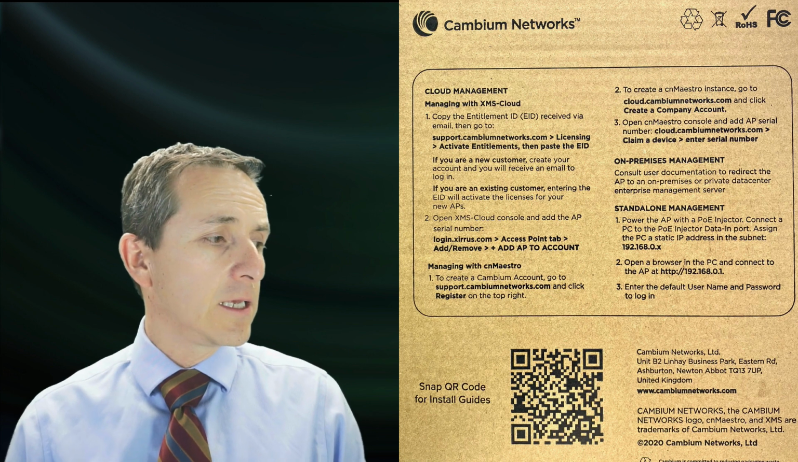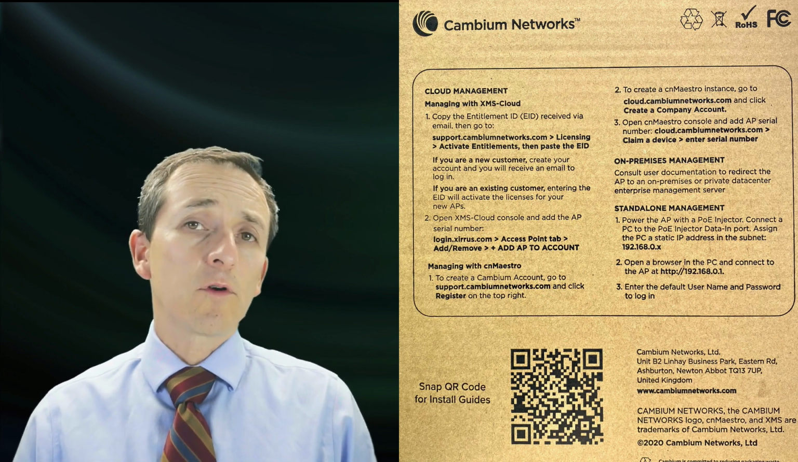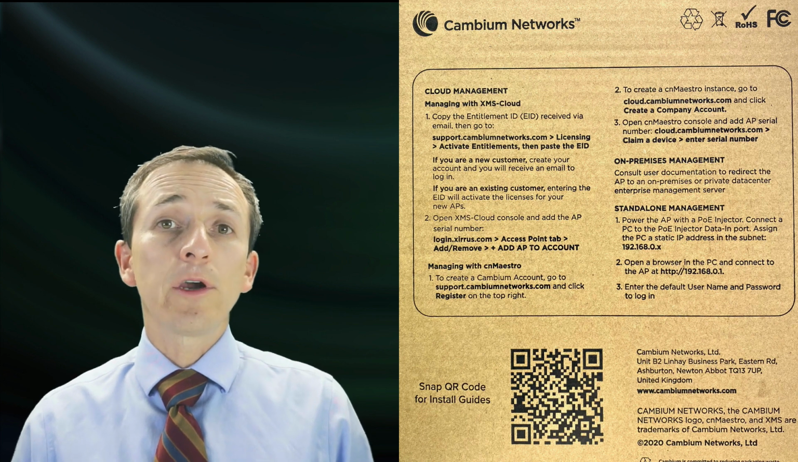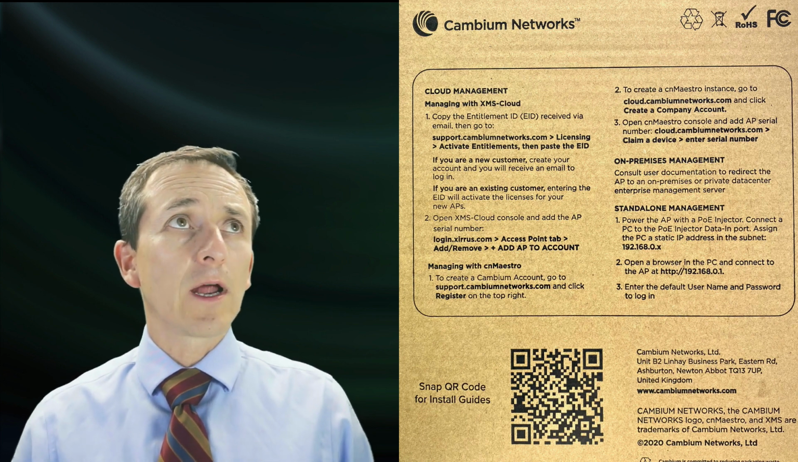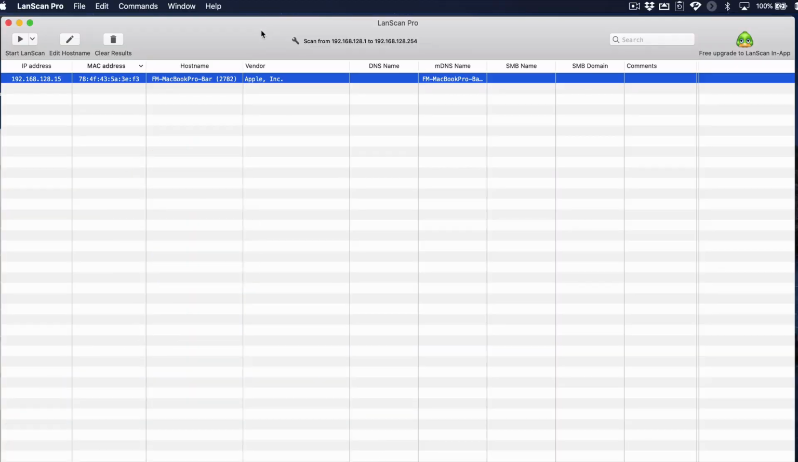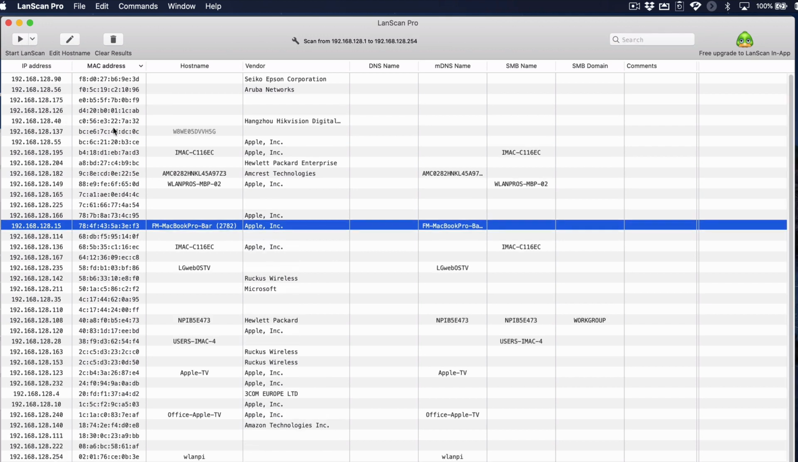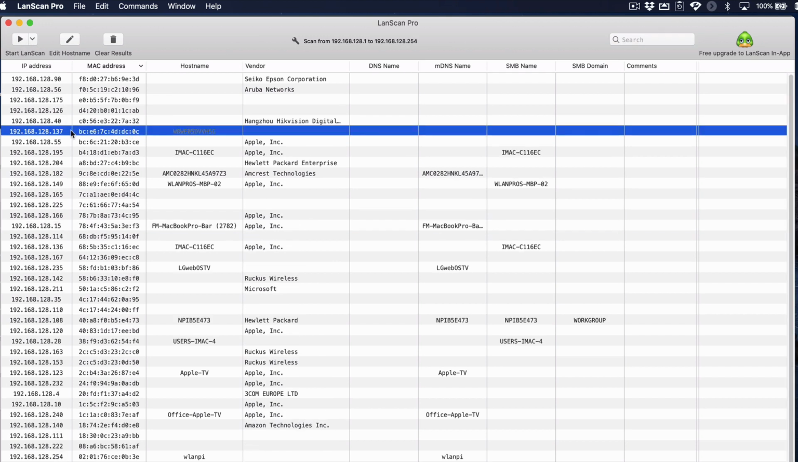By default, it is set on the 192.168.0 network with a 24-bit mask. I'm going to join it to my local network, which is 192.168.128. Using this application, LANscan Pro, I'm going to scan the network. The last four of the MAC address of this device is DC0C, so it obtained that 137.